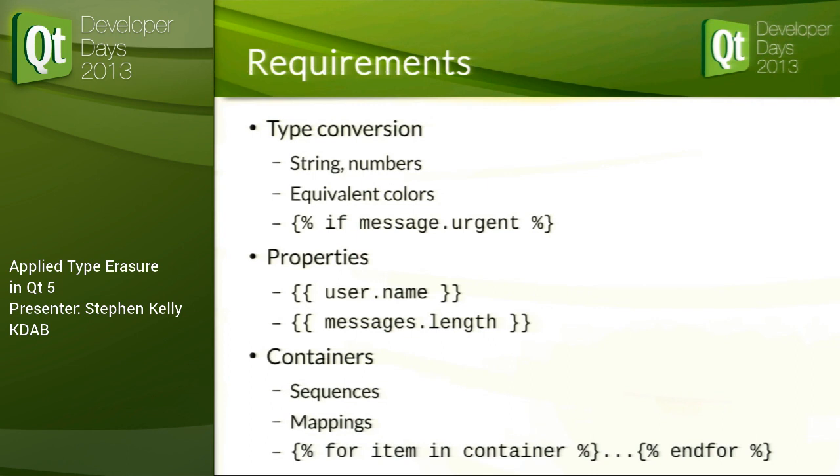I've got just dot. And given a container, I want to be able to process any sequence that I have, any mapping that I have, using this simple for syntax. So in the example that I showed, I created a few messages, and they were added to a QList of message objects, which can then be handled by this simple for syntax.